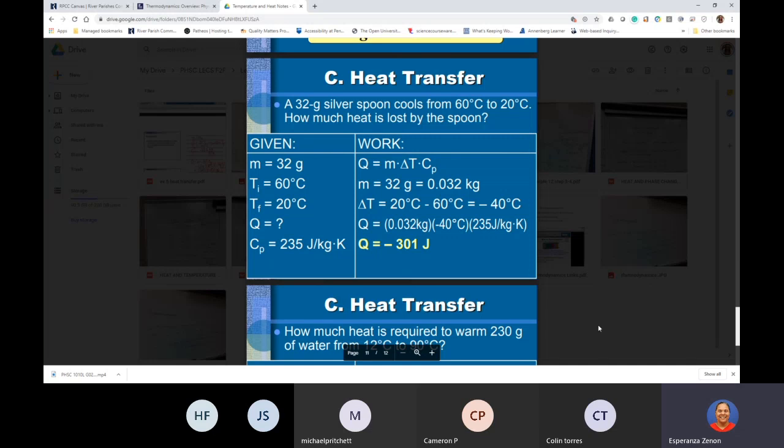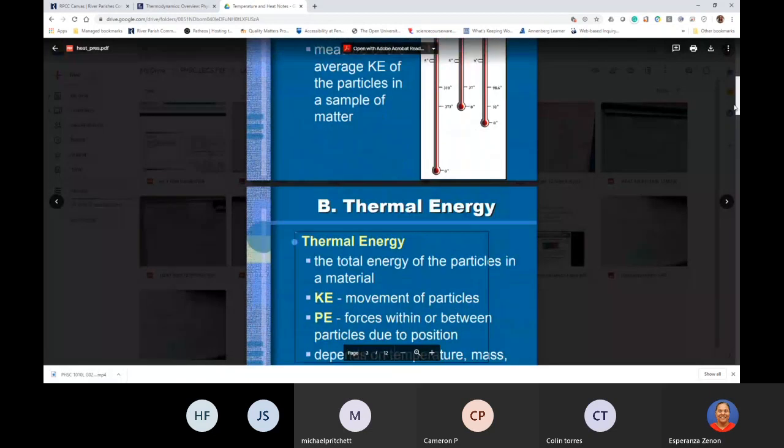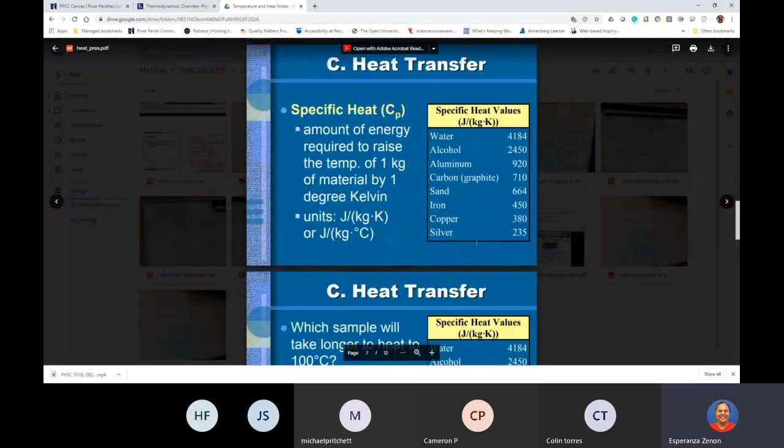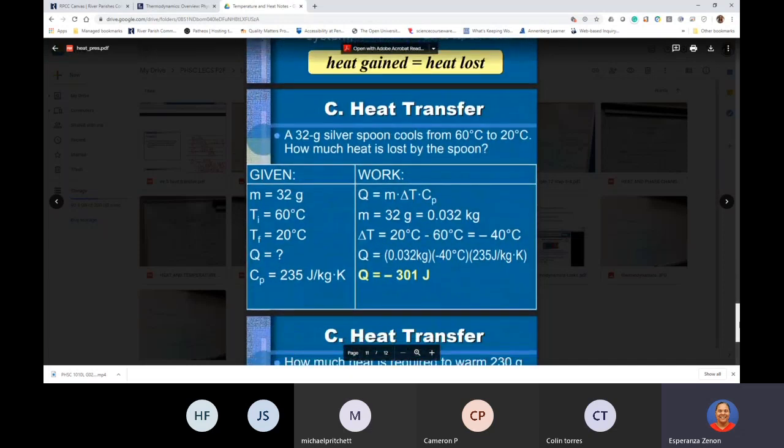So it says a 32-gram silver spoon cools from 60 degrees Celsius to 20 degrees Celsius. How much heat is lost by the spoon? So they gave us the mass, the start and final temperatures. And then if you look on the chart that they provided, CP for silver is given as 235 joules per kilogram Kelvin. So we need that value to solve this problem.